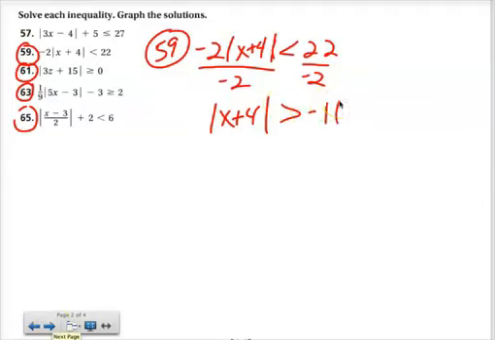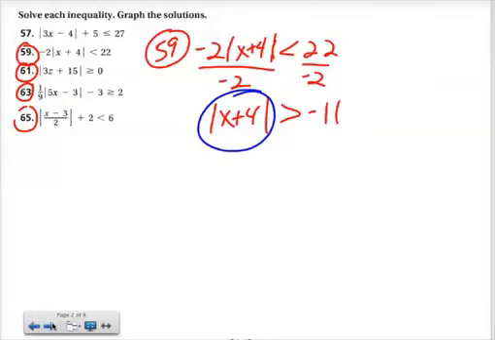Now I want you to stop and think about what just happened. Now we're saying the absolute value of x plus 4, whatever that is, we know that's going to be a positive number. It has to be. We're talking about absolute value. Is going to be greater than -11. So what that means is we could put any numbers in for x, and this is absolutely going to work.